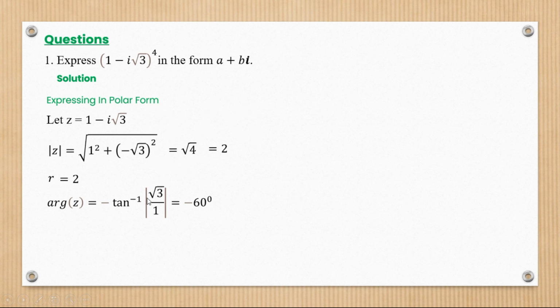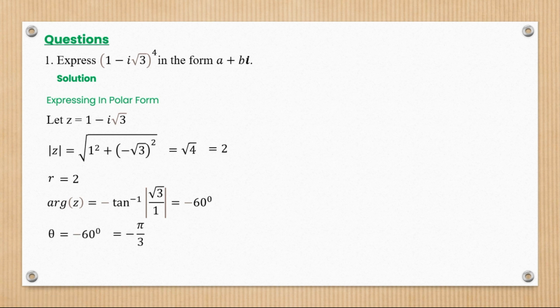Then in the fourth quadrant, you can actually see that the formula for finding the argument of z is going to be equal to negative tan inverse of root 3 over 1, which is going to be equal to negative 60. Now the reason it's a negative is because we are going to be doing clockwise rotations, and then we're going to end up with negative 60.